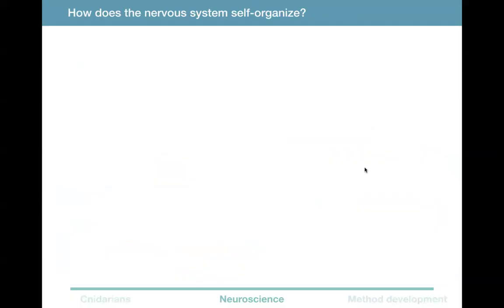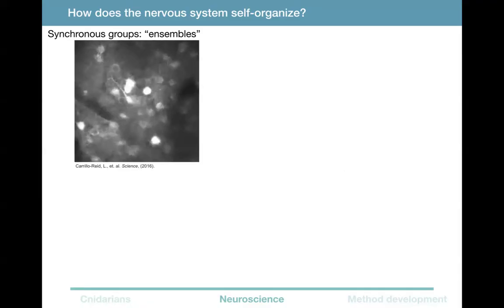So I wanted to start with a very broad question, which is, how does the nervous system self-organize? This is a large question with lots of possible answers, but I think one such answer has to be synchronous groups, which are called lots of things, but we'll call ensembles. Here is an image of neurons in a mouse, and what you see are these flashing. These neurons are expressing GCaMP, so when you see a flash, that's a neuron firing. And you see large-scale synchronous firing of lots of neurons together.